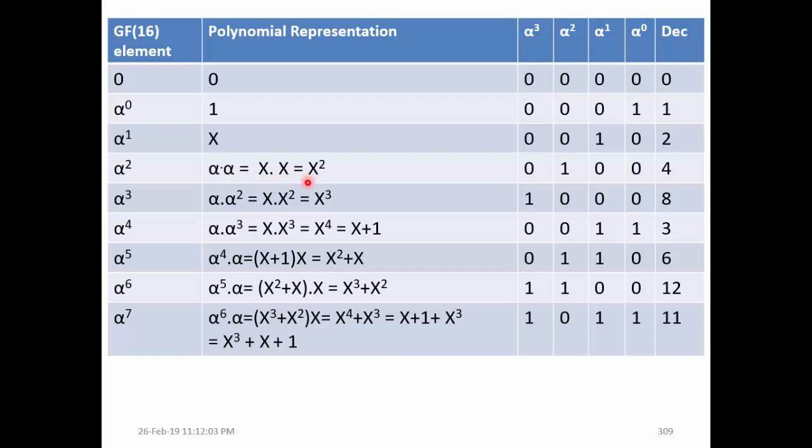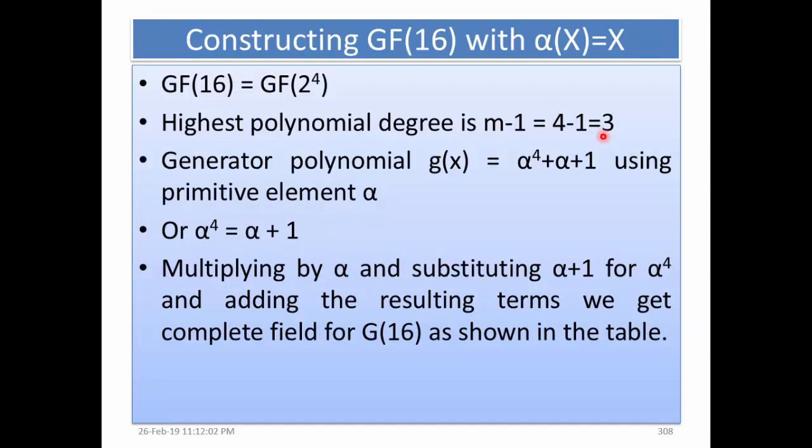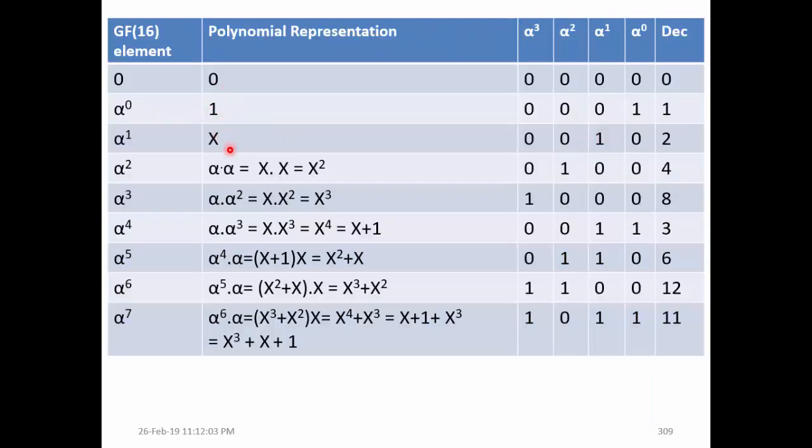So what we get is x square over here, and alpha cube is equal to alpha into alpha square. Now we will use the result of alpha square to find the value of alpha cube. What is the result of alpha square? It is x square. So x square into alpha, which is equal to x, gives you x cube. Up to here we have no problem because the highest degree allowed is 3. And what we get for these polynomials are 0, 1, x, x square and x cube, which is the highest degree.